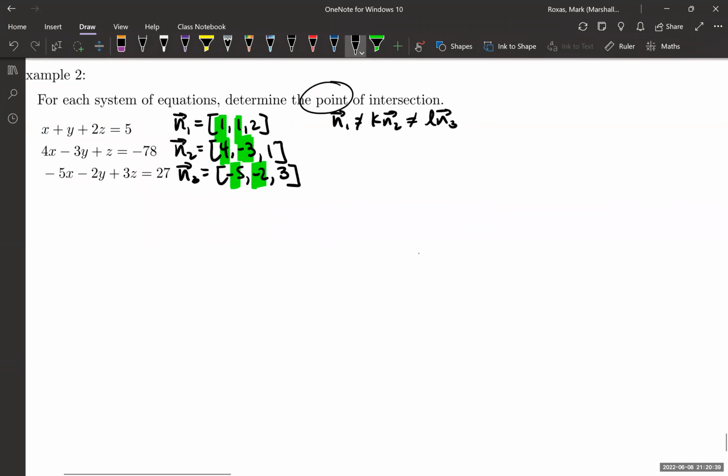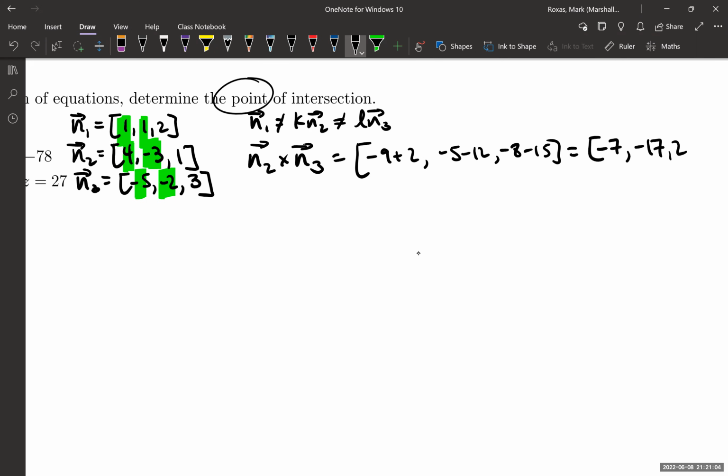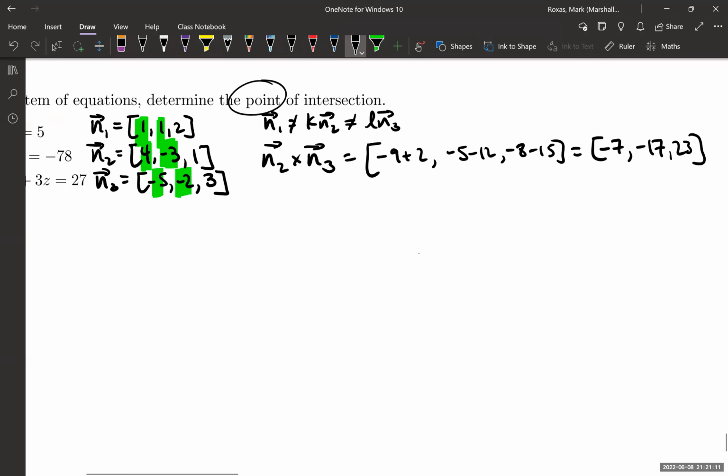We're going to do the cross product of n2 and n3. If we work out the cross product, here we're going to have -9 plus 2, -5 minus 12, and -8 minus 15, which is equal to -7, -17, and 23. So there's our cross product. You can use the whole trick I was doing, but I'm just shortening the calculation here.